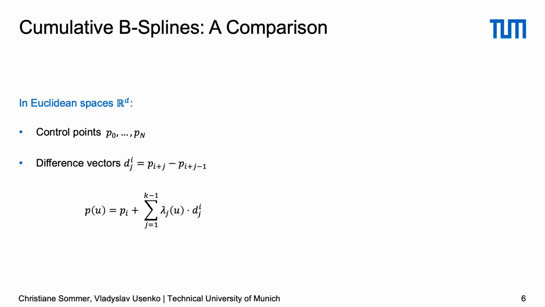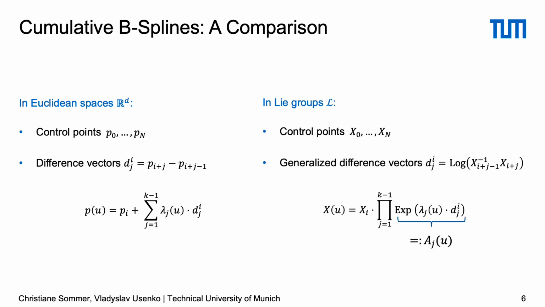In order to get an intuition for cumulative B-splines, let's first have a look at the definition in R^D. We define the spline P at time u as the sum of control point Pi and a linear combination of difference vectors. The coefficients lambda are defined implicitly by the definition of B-splines and can be found in the paper. Now, if we look at the analogue in a Lie group, we see that the scaled difference vectors are first mapped to L and then multiplied rather than added. Still, in principle, the structure is the same.